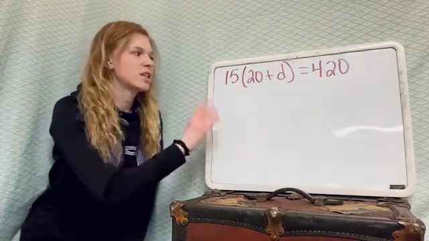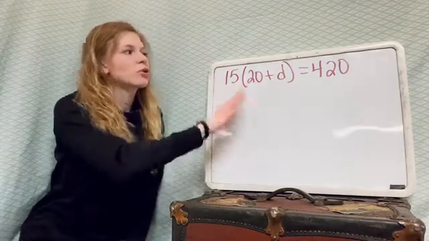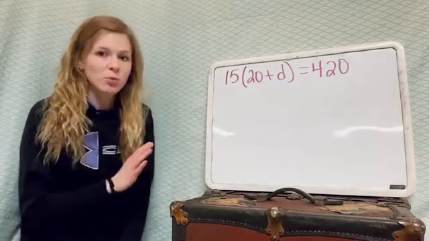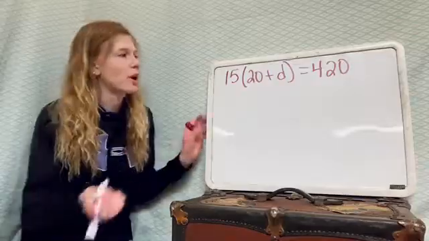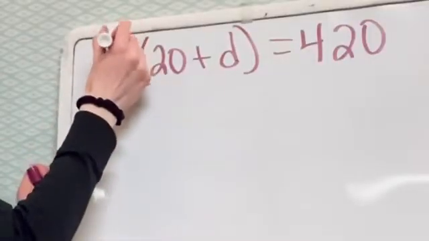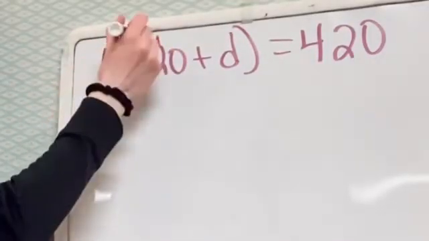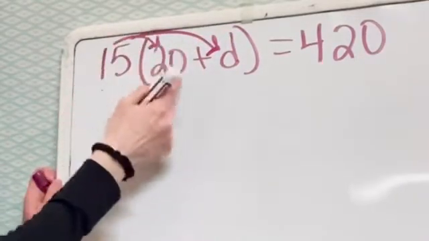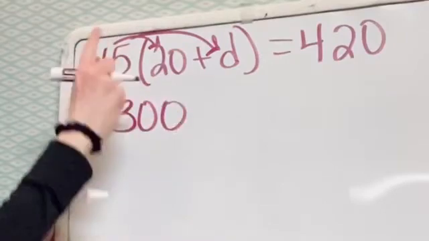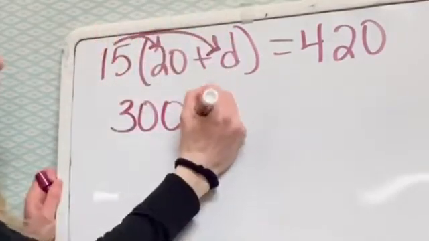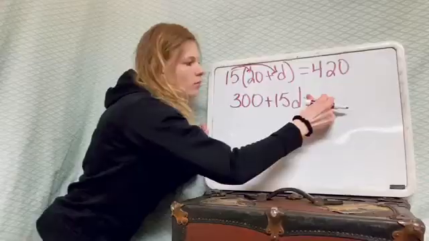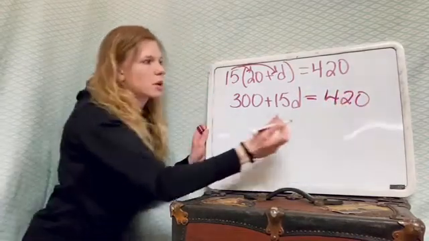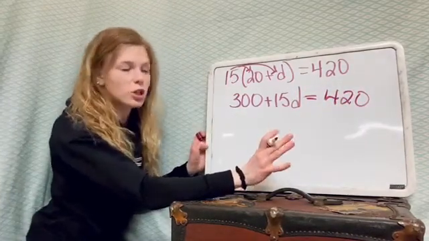I have 15 times (20 plus d) equals 420. The first thing that I'm going to do is take care of my parentheses by using the distributive property. So I am going to take the 15 and distribute it to the 20 and distribute it to d. So I end up with 15 times 20 is 300, 15 times d is 15d, equals 420. I'm going to bring that 420 down just because I haven't touched it yet.